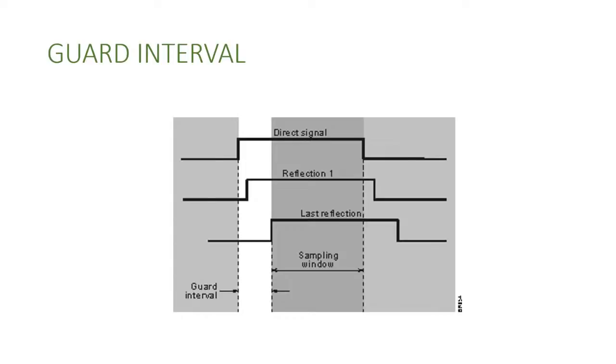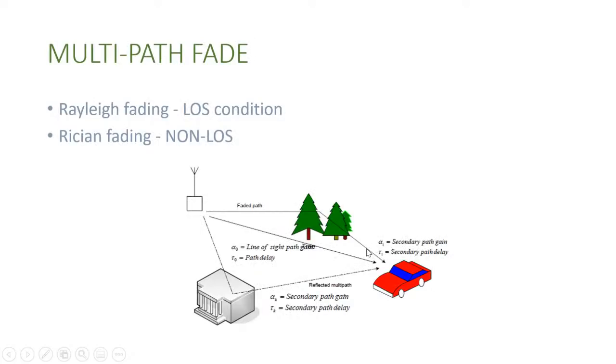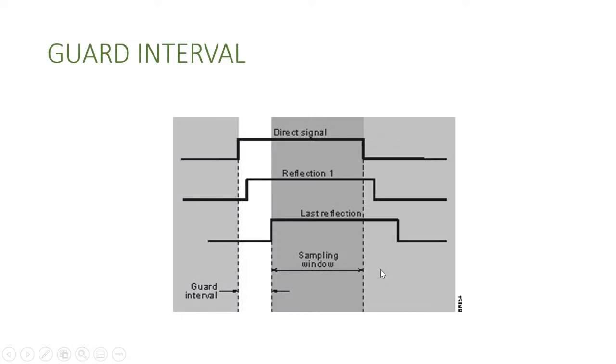Here the guard interval is shown. If the second reflected path hits a tree and then reaches the car, it won't be a problem. Using a guard interval eliminates the effect, whether the signal is received faster or slower, because the guard interval is removed, so we can expect the original signal as we sent it.